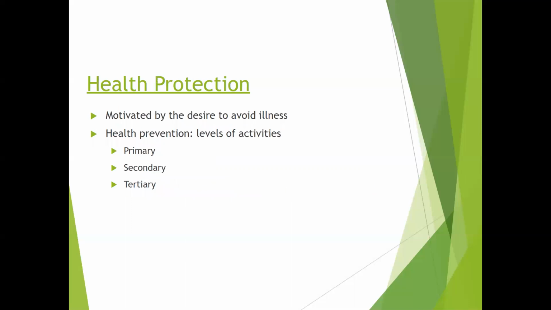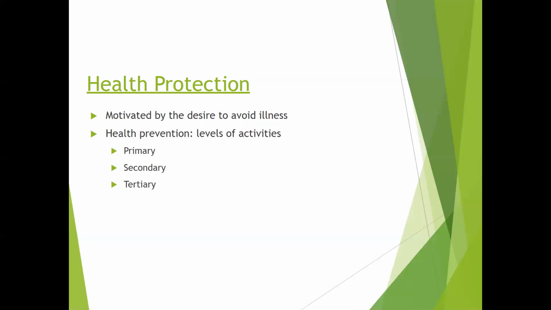Now, health protection. Health promotion is the desire to increase well-being. Health protection is motivated by the desire to avoid an illness. So health prevention has different levels of activity. The first one's primary, which are basically activities to prevent or slow the onset of a disease. Some examples are eating healthy foods, exercising, wearing sunscreen, and wearing your seatbelt when you're in your vehicle.